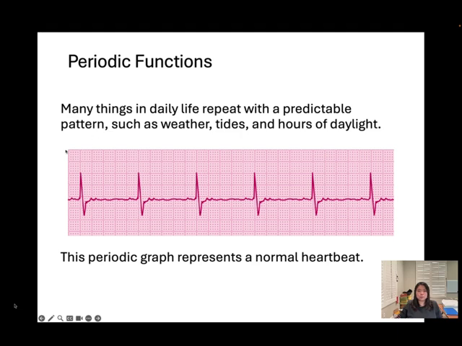And this is the periodic graph representing a normal heartbeat. You can see it goes up, goes down, and then stays constant, and then goes up and goes down again. They do repeat this pattern, right? This is called a periodic function.